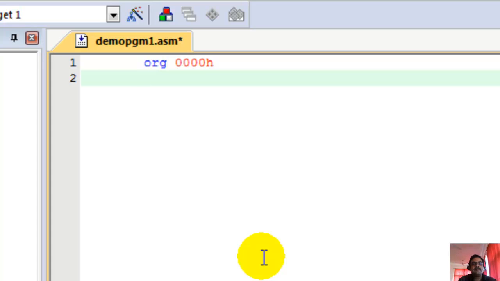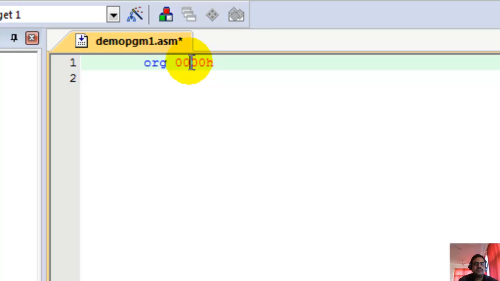But the only problem is, whenever the 8051 is reset, the reset vector address is 0000h, a 16-bit address. Each 0 stands for a nibble, that is 4 bits, so 1, 2, 3, 4, totally 16 bits. The reset vector has the starting address 0000h. So whenever you are starting or initializing your processor, the pointer will always point to 0000h, by default.